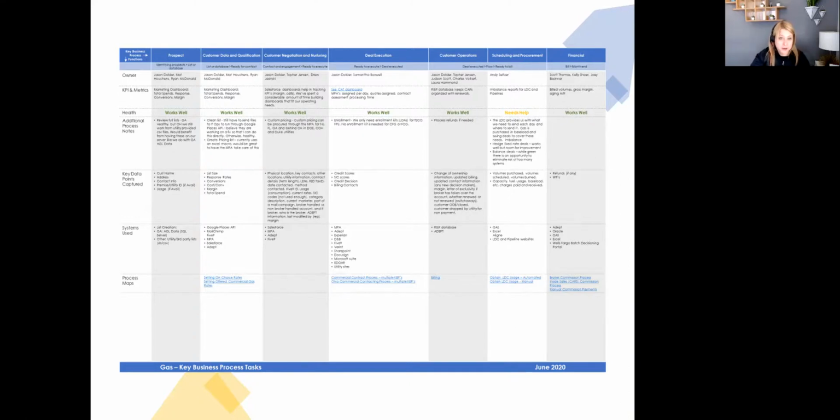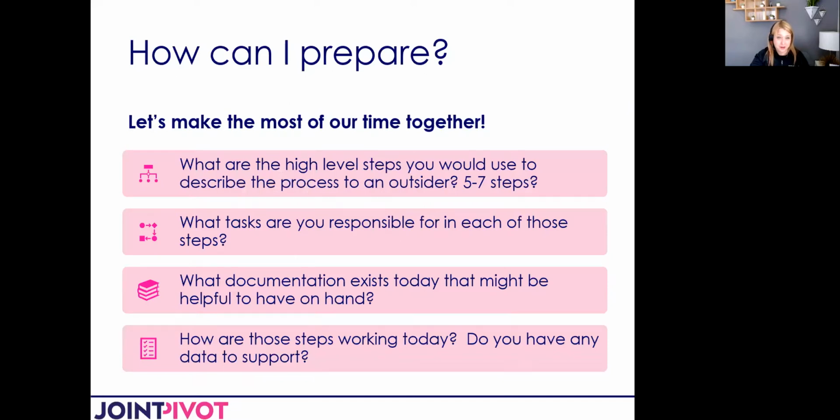So the best way to prepare for our sessions: one, we want to make the most of our time together. So it's going to require a little bit of pre-work on your end, not too much in these cases, but make sure that you're setting aside a little bit of quiet time to think about what those high level steps would be that you would use to describe the process to an outsider.